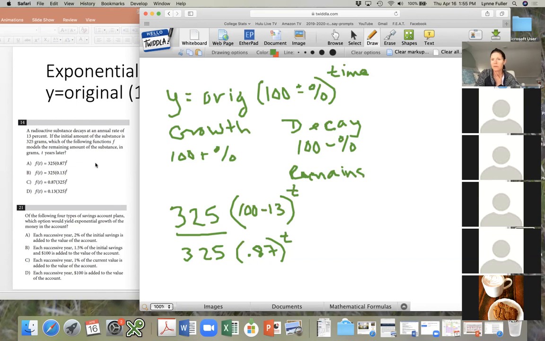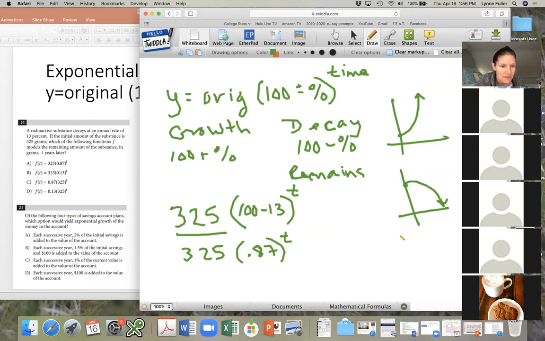Here's another example. Now we're going to flip to growth. One of the following 4 types of savings account plans, which option would yield exponential growth? So growth is going to be a function that takes off at an initial amount and then exponentially grows. Decay is going to be a number that starts at a certain number and then decays at a particular rate. So exponential growth would not be a constant. Exponential growth would be compounding on itself by a certain percent.